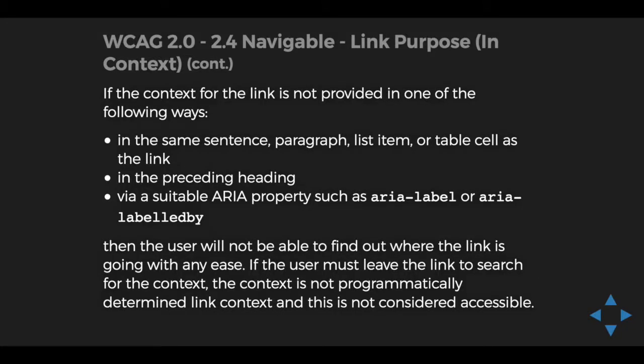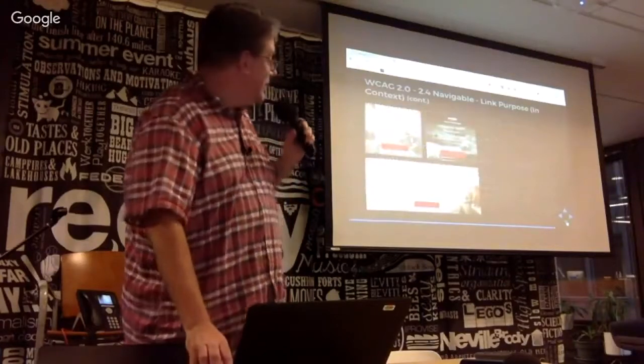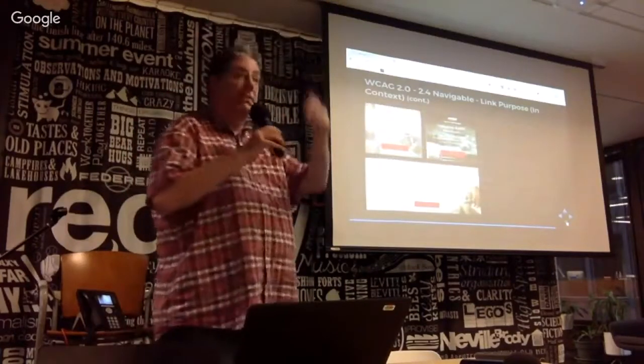I'm going to give you an example here. The context for the link is not provided in one of the following ways: in the same sentence, paragraph, list item, or table cell as the link, or in the preceding heading, or via a suitable ARIA property such as ARIA label or ARIA labeled by. Then the user will not be able to find out where the link is going with any ease. If the user must leave the link to search for the context, it is not programmatically determined link context, and this is not considered accessible. I go the next route. And this will give you an example of this.